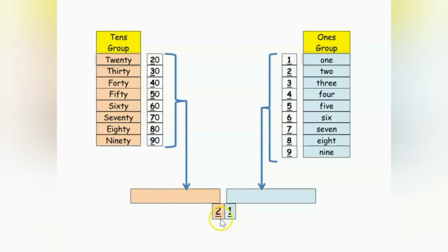1, 2. Ones group: 1. Tens group: 1, 2 become 20. So the number is 21.